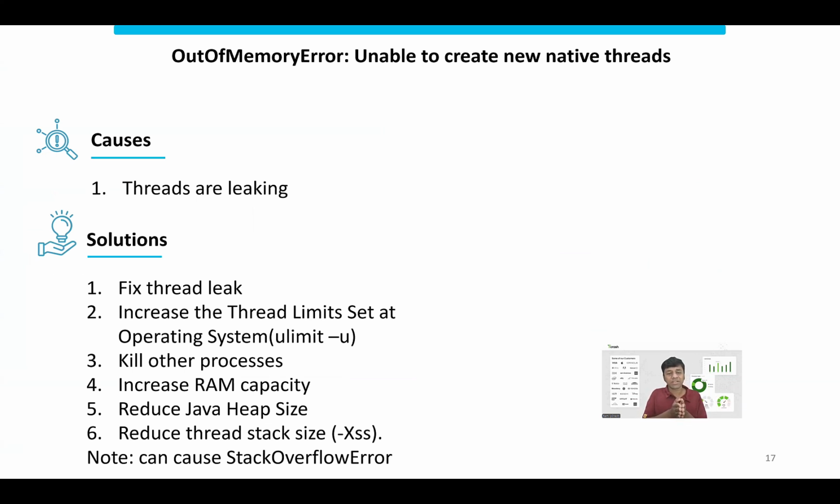The fourth solution is to increase your RAM capacity, because your application genuinely needs more threads. The fifth solution is a little bit interesting. You can reduce your heap size, that is, reduce your Xmx. When you reduce your Xmx, your native memory gets bigger, so now you can create more threads. So that is another possibility.